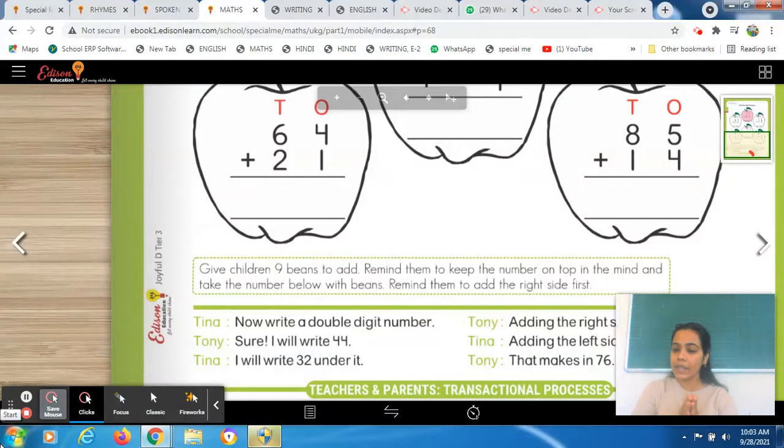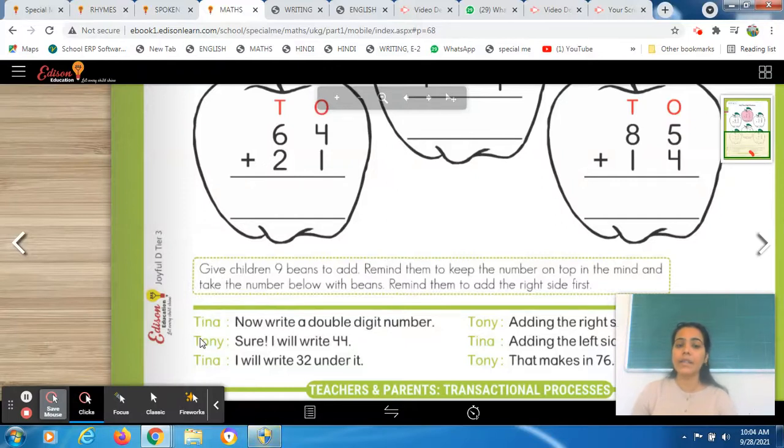Okay, so in the same way you have to do the way I told you in the activity: you have to start with the right hand side first, then keep the biggest number in your mind, show it with the beans, then show the number below it with beans again, add all the beans together, and then write the all together number below. Okay, so let's start. There is also a conversation between two friends, Tina and Tony. Let's see what they say and then start.